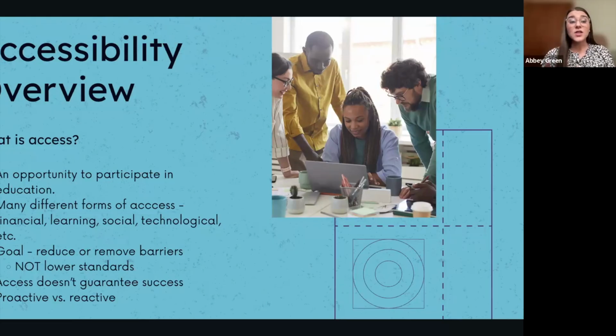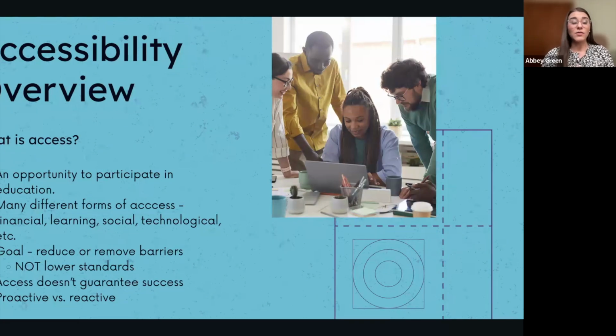But in all of this, the goal of the work of access, of creating opportunities to participate in education, is always to reduce or remove barriers for students, never to lower academic standards. And I think it's really critical that we acknowledge that. It can sometimes be a misconception as we think about this work, that, oh, this is making it easier for students to participate. And that is never the goal.